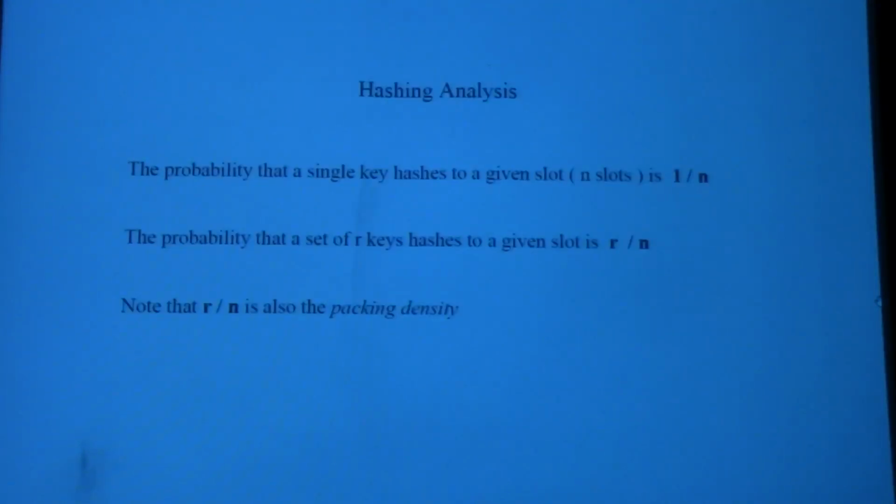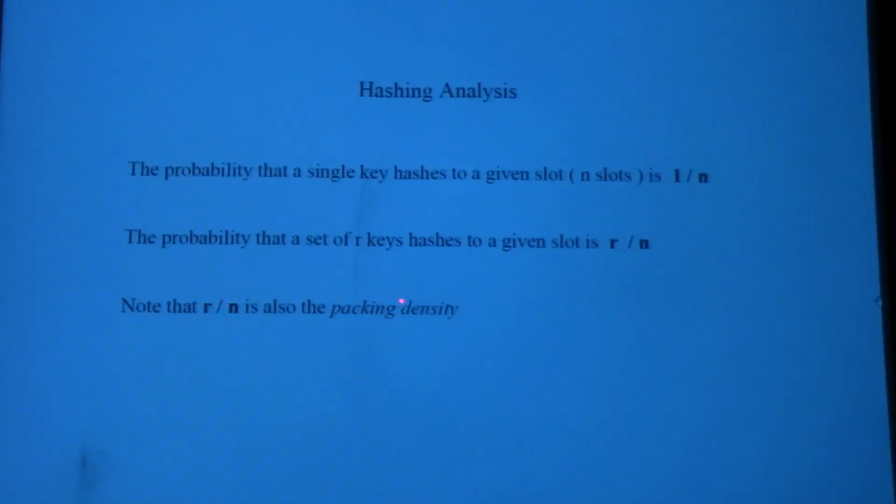Okay, so the probability that a single key hashes to a given slot is 1 over n under ideal circumstances of a good, or I would say excellent, hashing function. One that equally targets every location. Equal probability. Now, the probability that a set of R keys hashes to a given slot is R over n. Because it's independent, right?